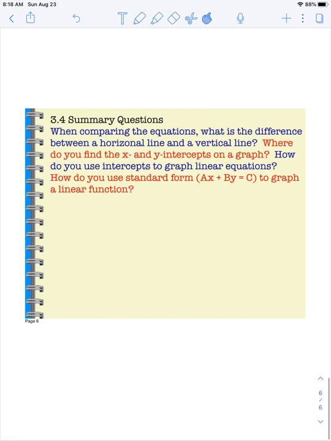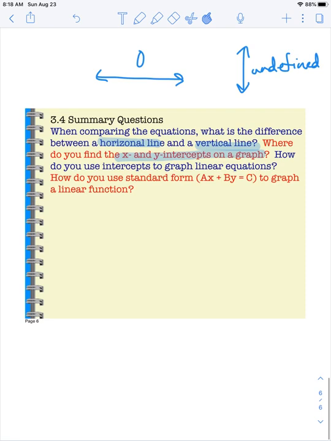All right, so some summary questions to wrap up today's lesson. When comparing the equations, what is the difference between a horizontal and a vertical line? Horizontal lines are flat and vertical lines are straight up and down. The horizontal lines have a slope of 0. Vertical lines have an undefined slope. All right, where do you find the x and y intercepts on a graph? Those were important vocabulary words for today. The x-intercept is the point where the graph crosses the x-axis, and the y-intercept is the point where it crosses the y-axis.